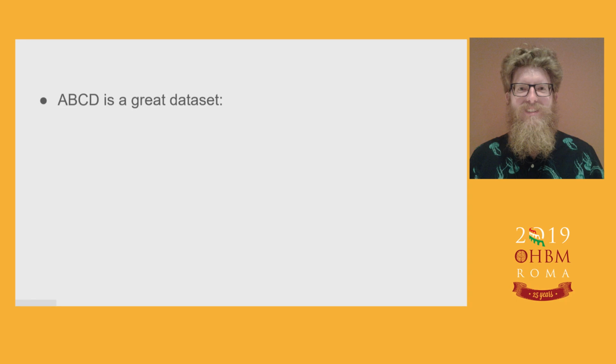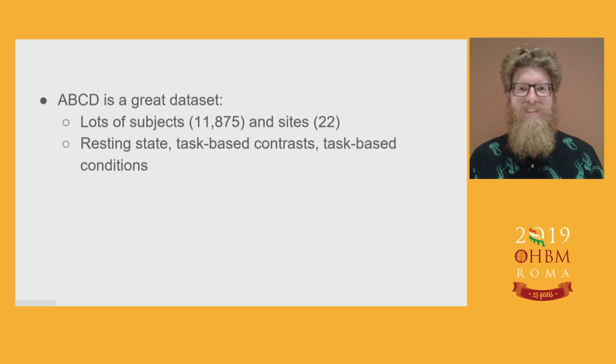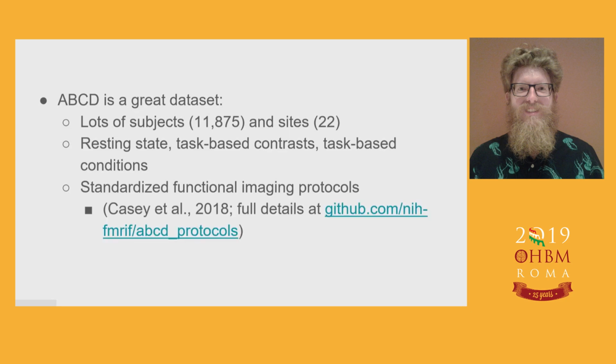And so instead, if you collect data on a bunch of scanners, is the information about which scanner it was collected on still present in that data, and are there some things that you can do to get rid of it? So focusing on ABCD for this analysis, it's a great data set, a whole bunch of subjects and sites, a lot of different functional imaging, resting state tasks. In their pre-computed tables, they provide both task-based contrasts and task-based conditions. And I'll be splitting those out in some of the analysis later.